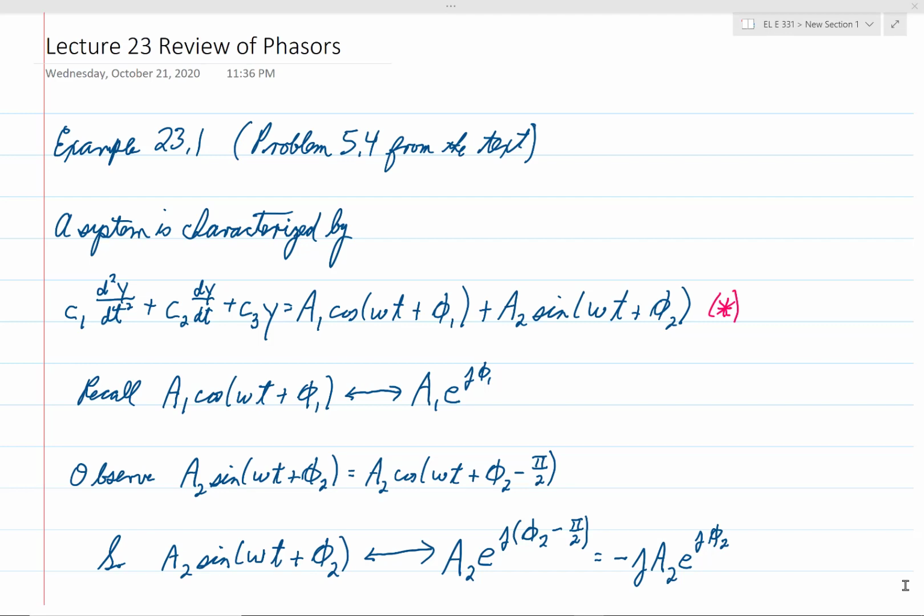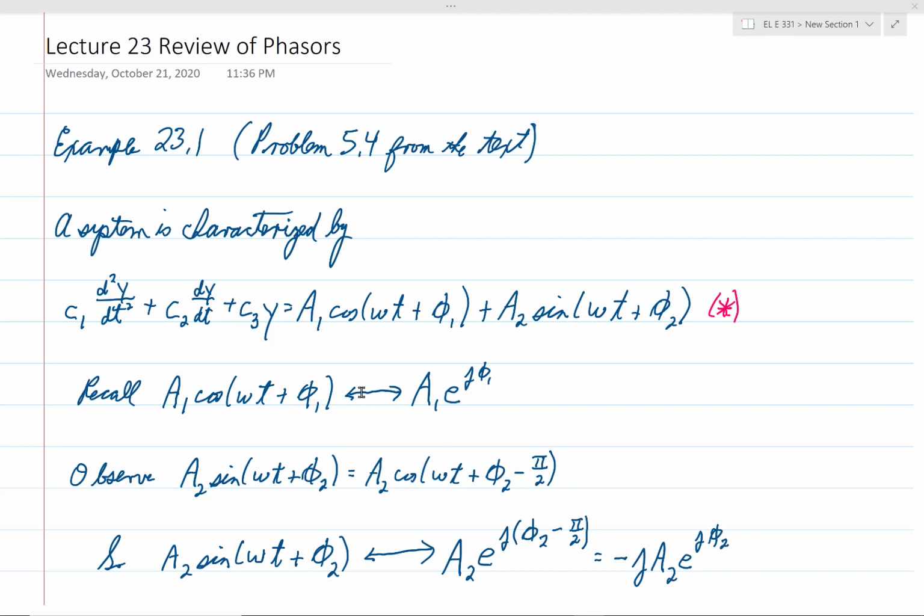In this lecture we will review the use of phasors to solve differential equations and circuit problems. And at the end we will discuss an example that will connect this material to the material that we did on Fourier series.